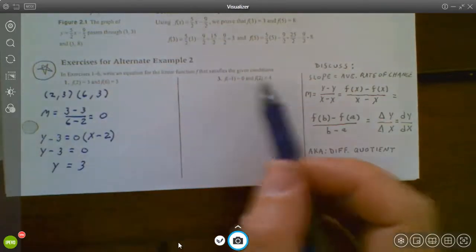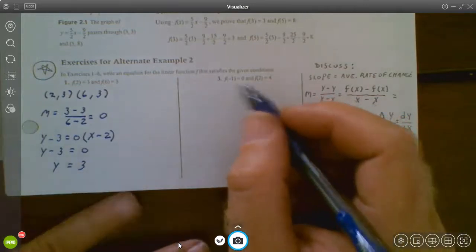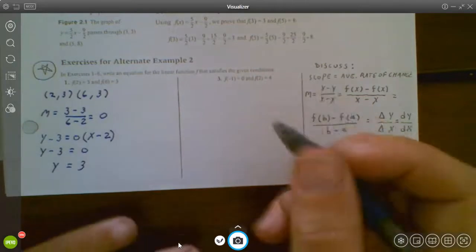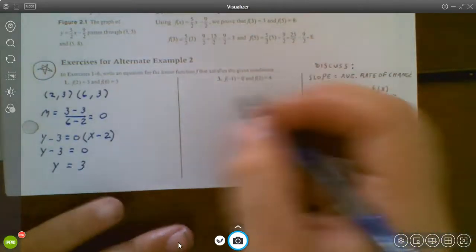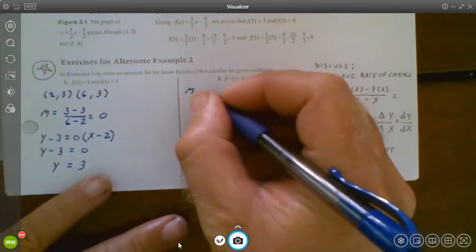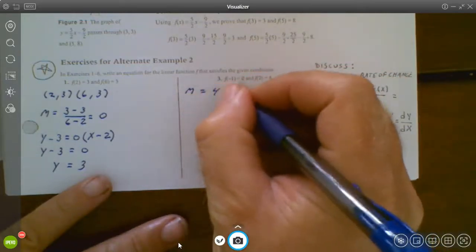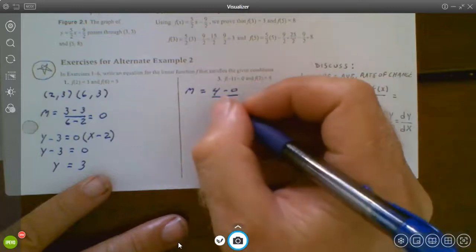So let me give you one more over here where we'll get a little more of a normal linear function rather than a horizontal line. Again, I've got those same points, so we're going to start out with our slope. And we're going to do y minus y over x minus x.